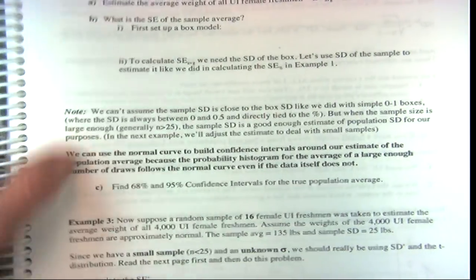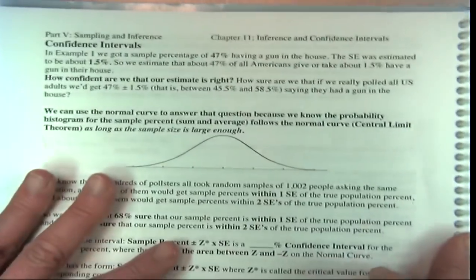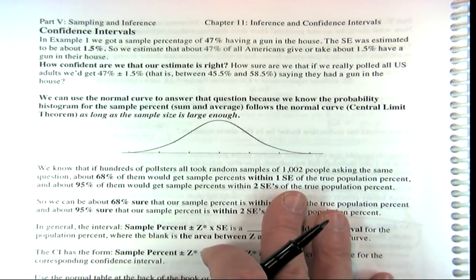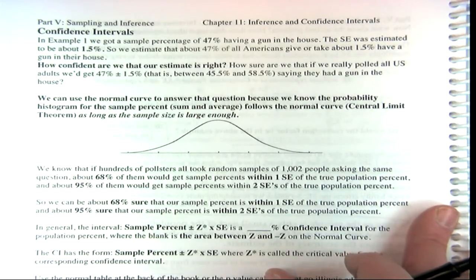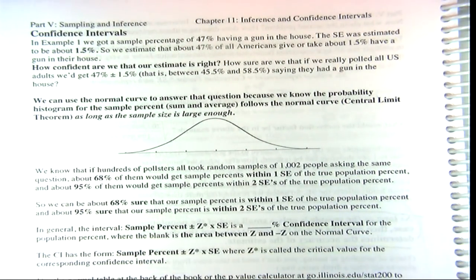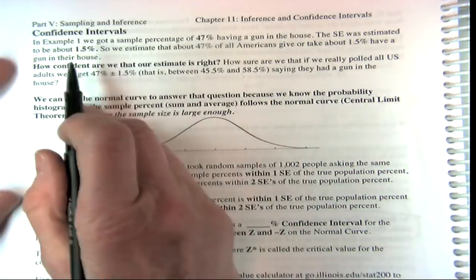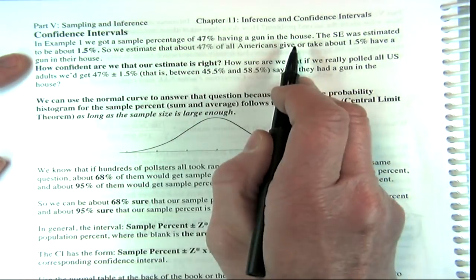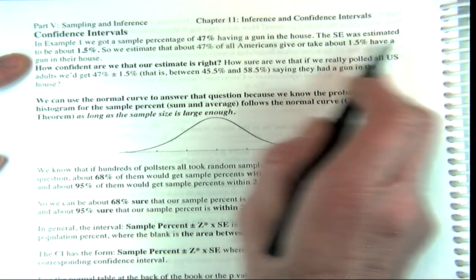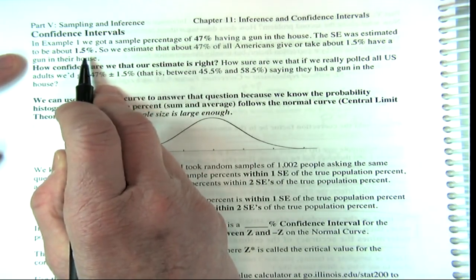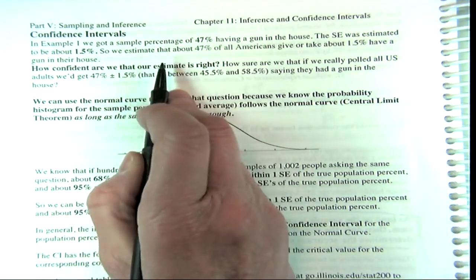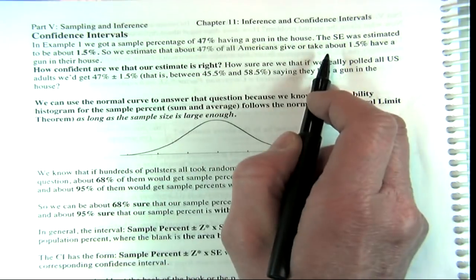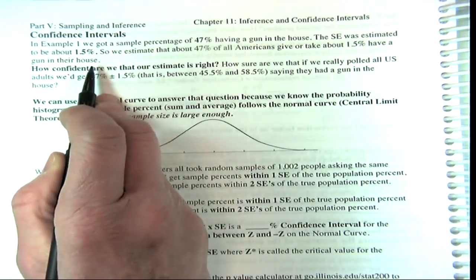Now, confidence intervals. Okay. So confidence intervals confuse people a lot. Let me see if we can understand them. So in example 1, we got a sample percent of 47% having a gun in the house. And we calculated the standard error to be about 1.5. So we estimate that about 47% of all Americans, give or take about 1.5%, have a gun in their house.